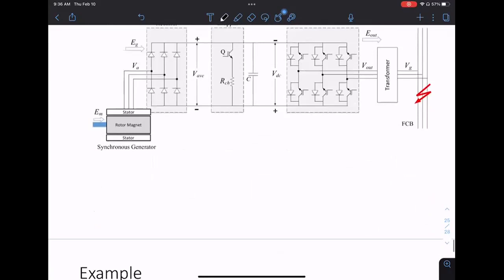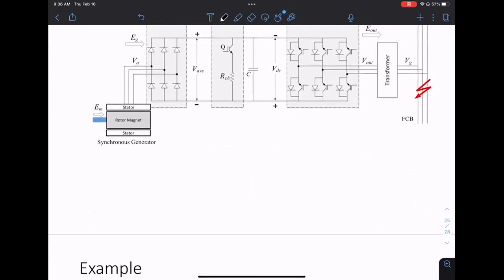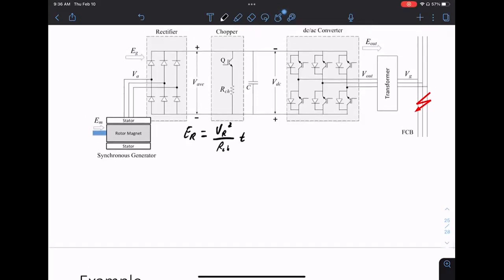Now let's look at the different things we have to balance. What do I have? Well, I have an energy I can dump through this resistor. This is VR squared over RCH times T. So what is this VR? What is the effective voltage I see here, if I take the resistor to be RCH?